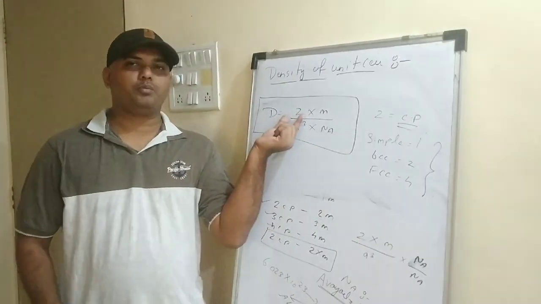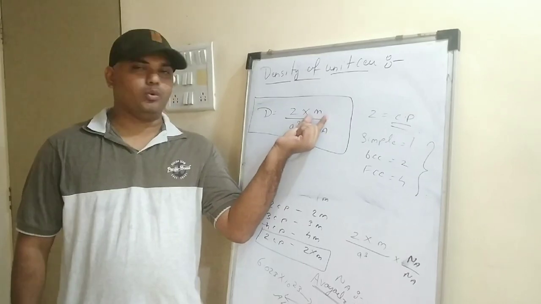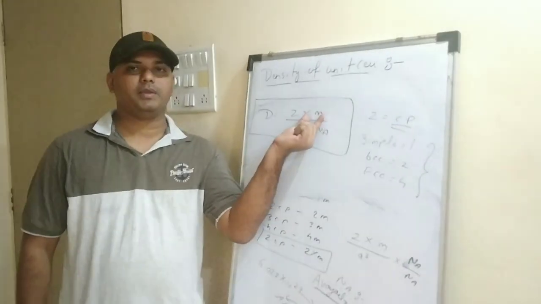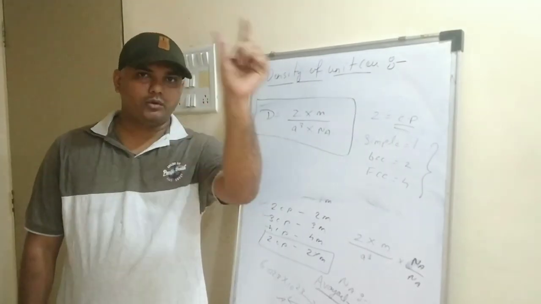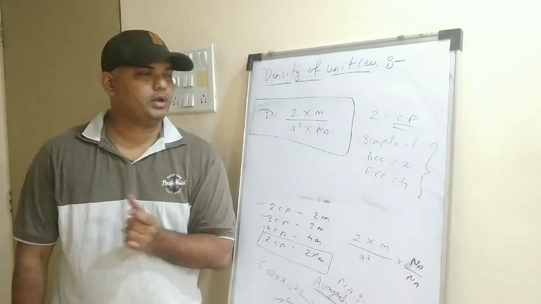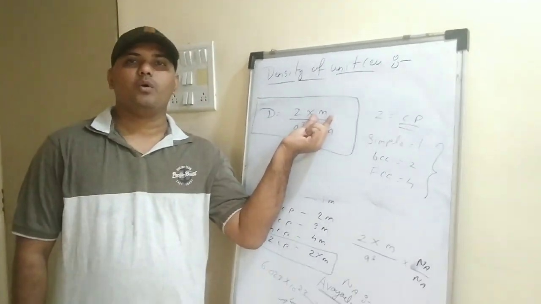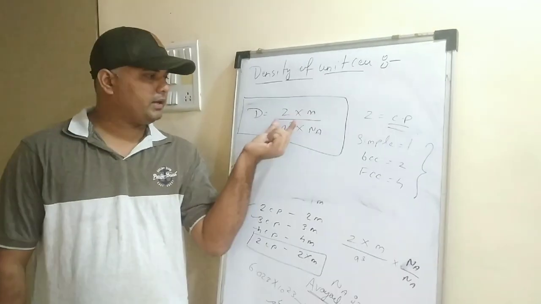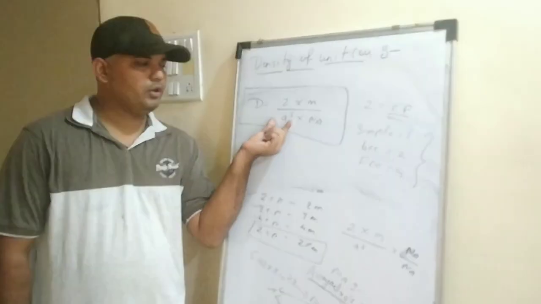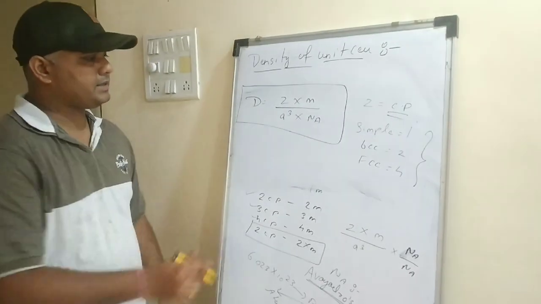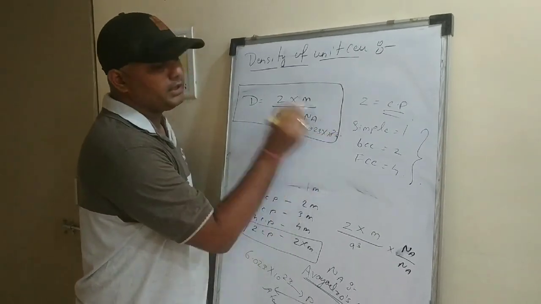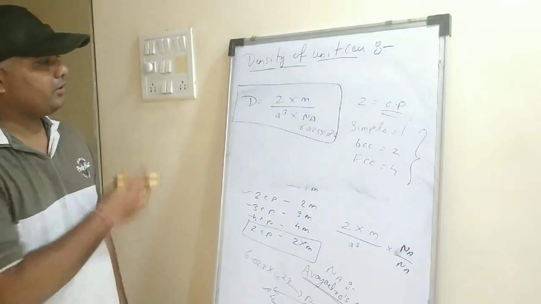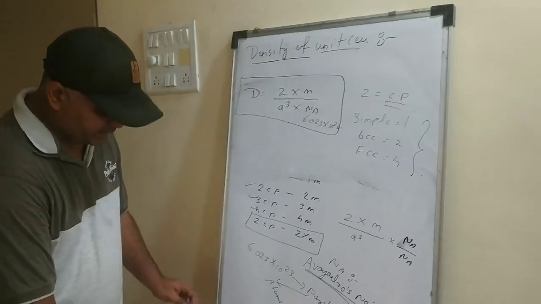So you just need to put the value of Z into the mass of one atom. Let's say, for example, silver. If you need to calculate the density of silver, you need the mass of one atom. So you will put the mass of the atom divided by A cube into Na, where Na is 6.023 into 10 raised to 23 particles, right? I hope that you have understood the calculation for density.